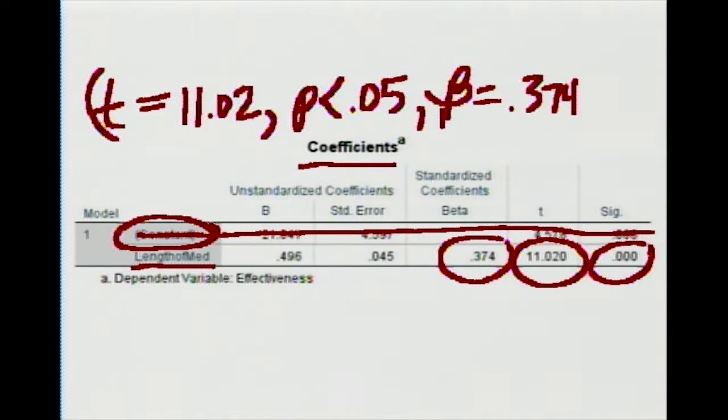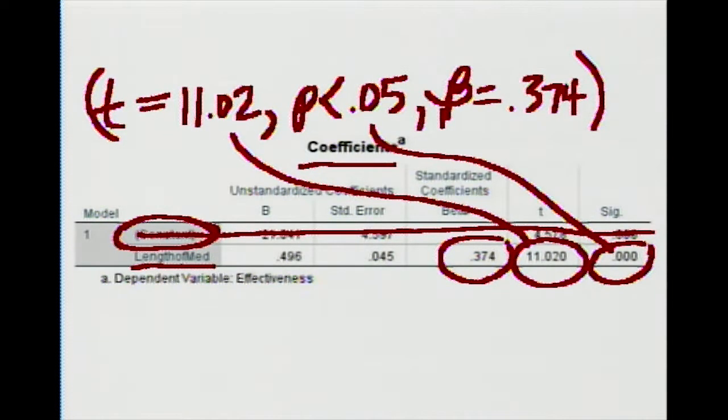2.374. And so if I were reporting and saying that the length of mediation is a significant predictor, I would get my t value from here, my p value from here, and my beta weight from here. And that just tells you where to get the numbers from so that you can understand how to plug that in if you were making up a write-up. Now this will become clearer as we go into the multiple regression model.